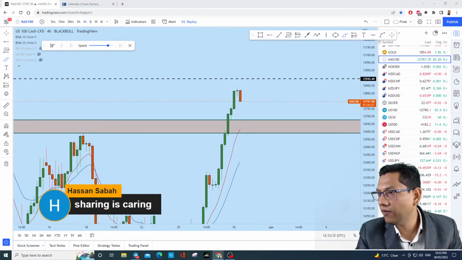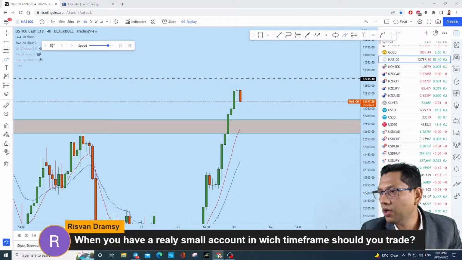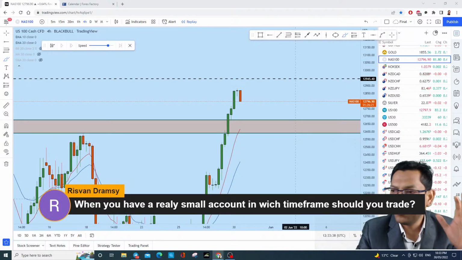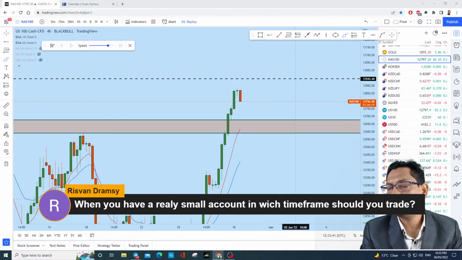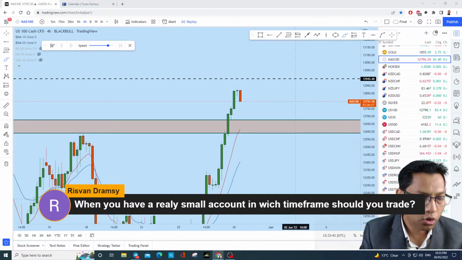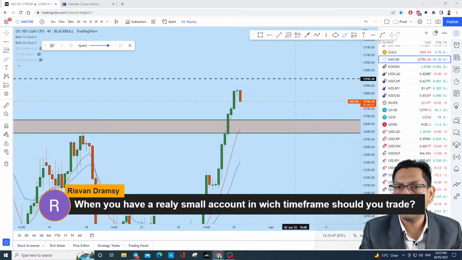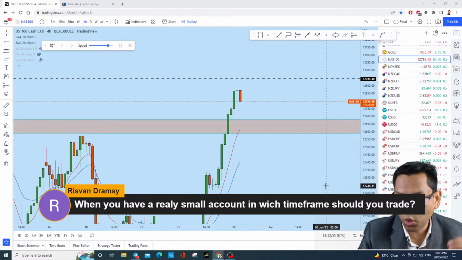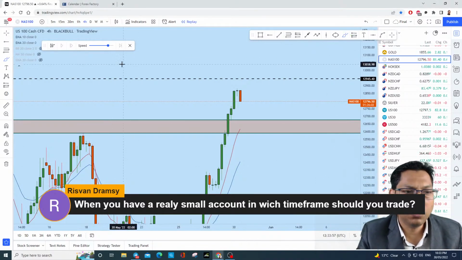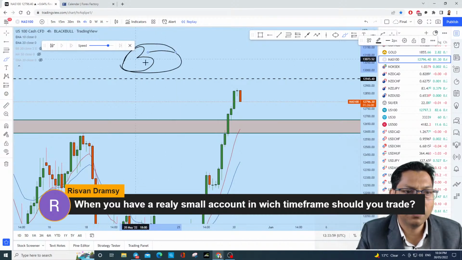When you have a really small account, in which time frame should you trade? Okay, Rizban, if you have a really small account, I would say don't worry about the time frame. If anybody has a smaller account, I would suggest you focus on learning. If you want to make money from that account, there are chances that you might blow that account.